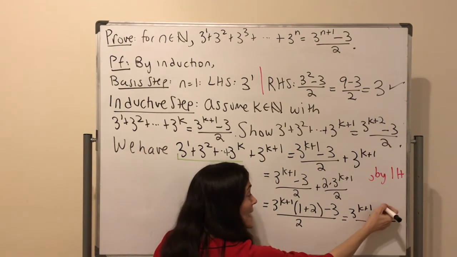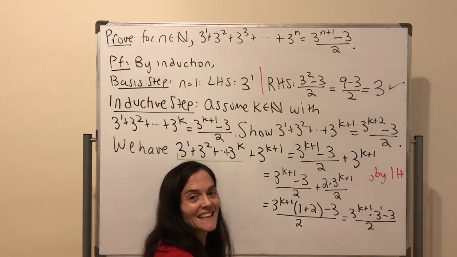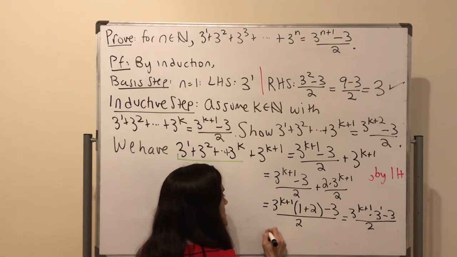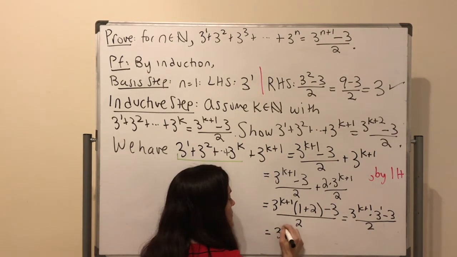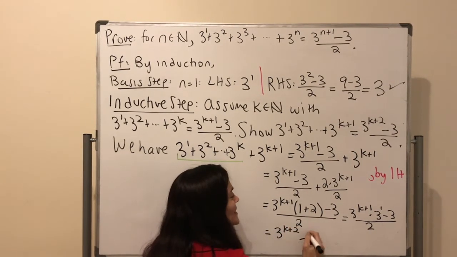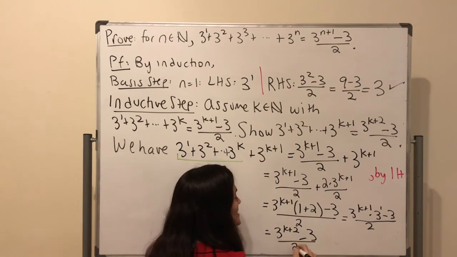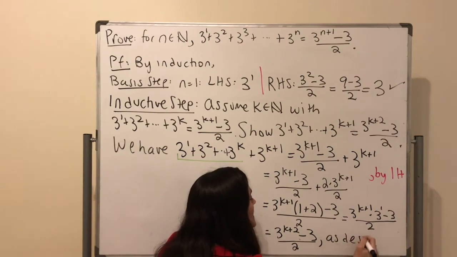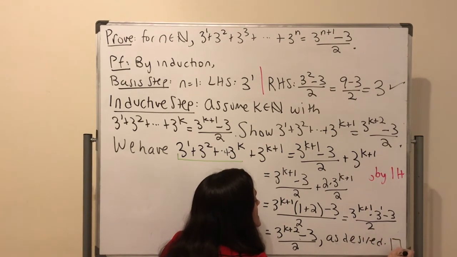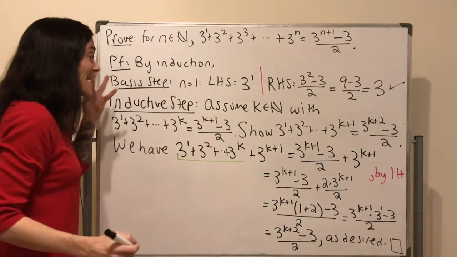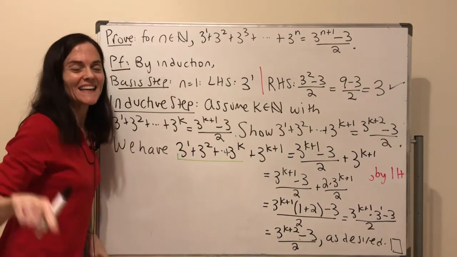Now if we multiply, right, this is a 3 to the 1. We would add the exponents, and altogether we have 3 to the k plus 2 minus 3 over 2. And this is what we want to prove, as desired. And this is the end here. We have completed this proof by induction.